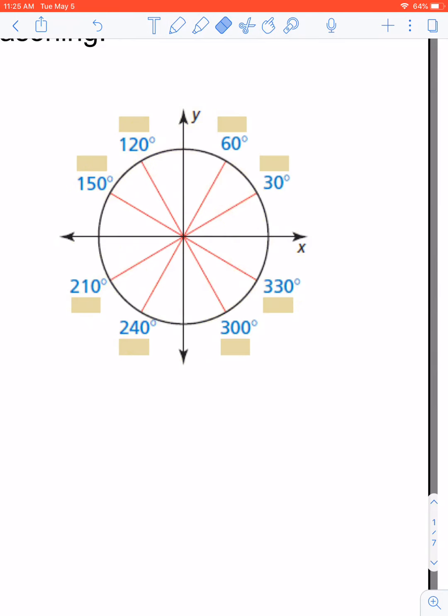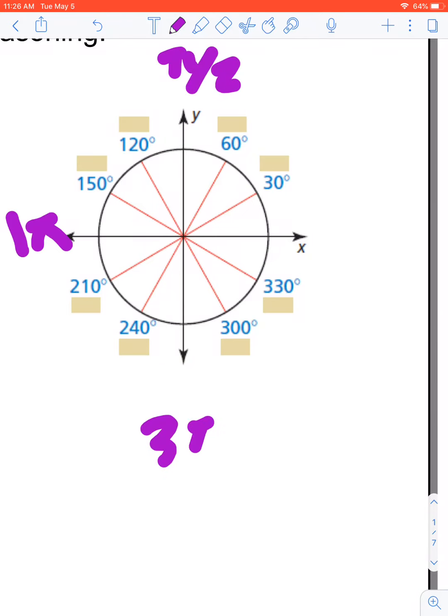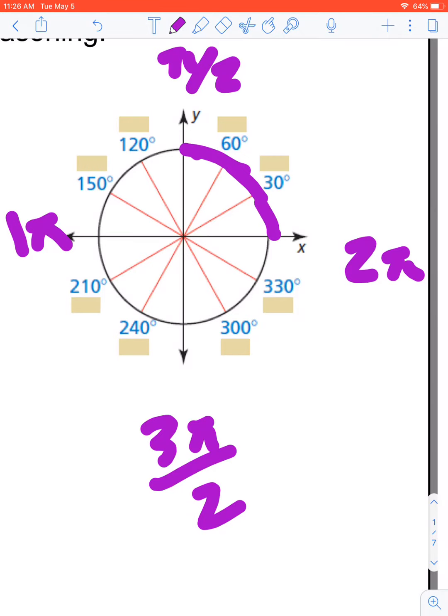Well, what does that look like when I'm doing my radian measurements? Well, think about it. This again is 1 pi. This is half pi, or pi over 2. This is 3/2 pi. And then we know that this is 2 pi or 0. Well, think about it. I have 1, 2, 3, 4, 5, 6. So the top is broken up into 6.